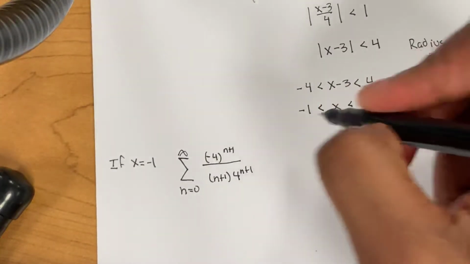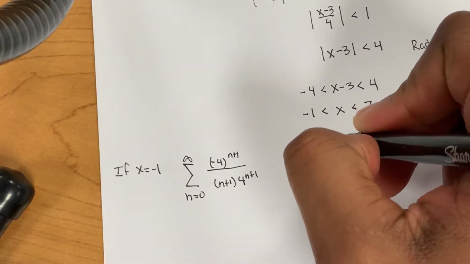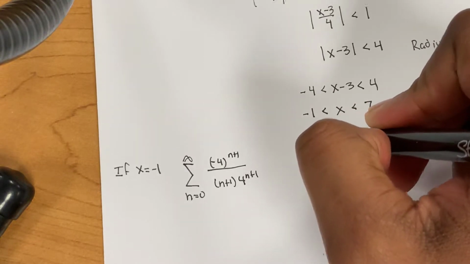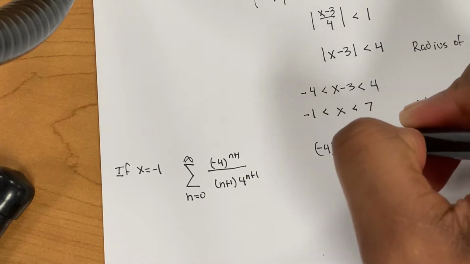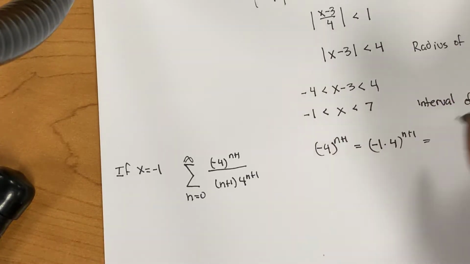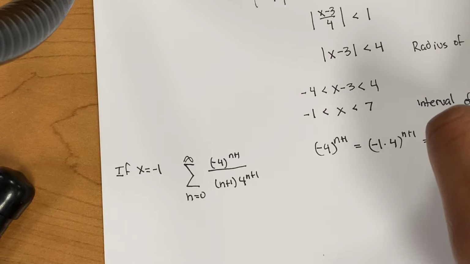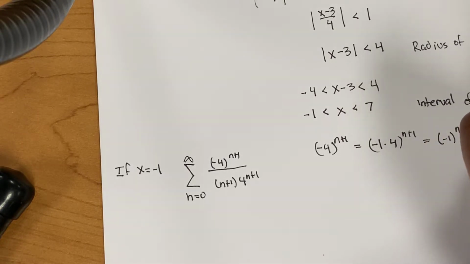A shortcut is that (-4) to the n plus 1 is equal to (-1) to the n plus 1 times 4 to the n plus 1.